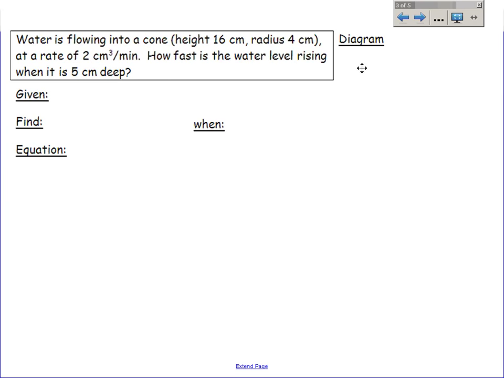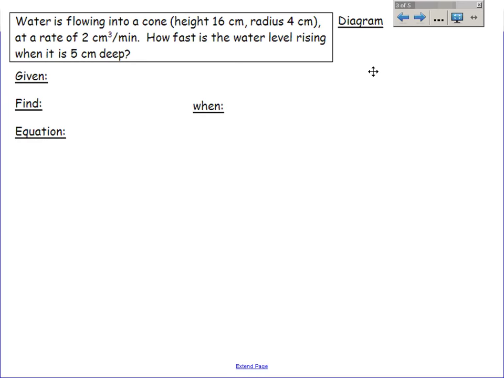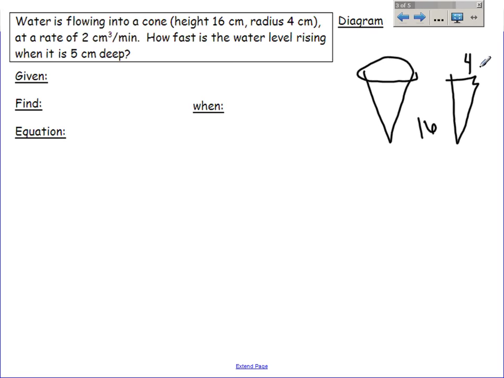So we are given a cone. This is going to be tough to draw here. That's a horrible cone. But we are given a cone that has a height of, let's just draw a little triangle over here so you can see what's going on. We have a height of 16 and a radius of 4, and this is in centimeters.